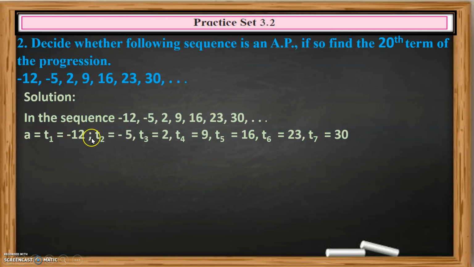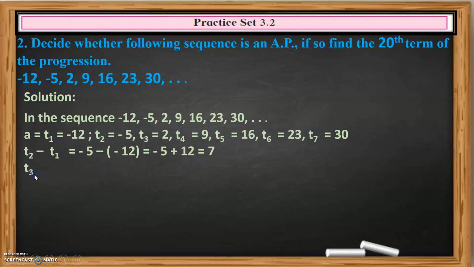Now we'll start. What are we supposed to do? We have to find the difference between two consecutive terms. That is T2 minus T1. So let's start with T2 minus T1. This will be equal to minus 5 minus of minus 12 which is equal to minus 5 plus 12 equal to 7. Minus into minus is plus. So plus 12 equal to 7.